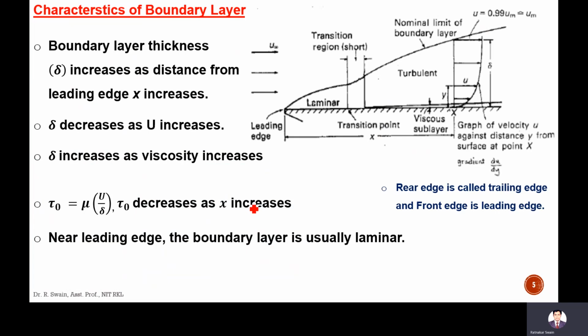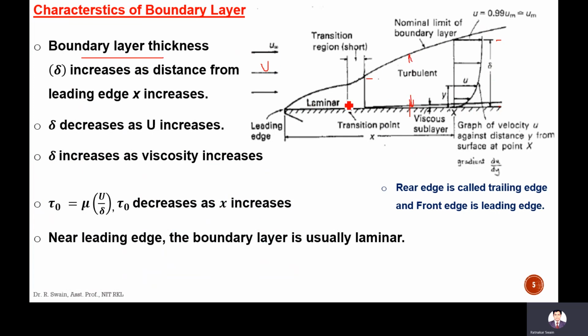Next is the characteristics of this boundary layer. This is the one plate here. This is the boundary, and this is the flow velocity u. When it meets, there will be a boundary layer. The boundary layer thickness, this layer. At this point, this is the thickness.